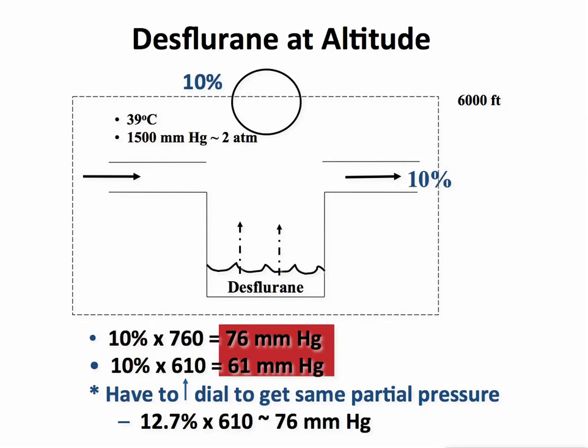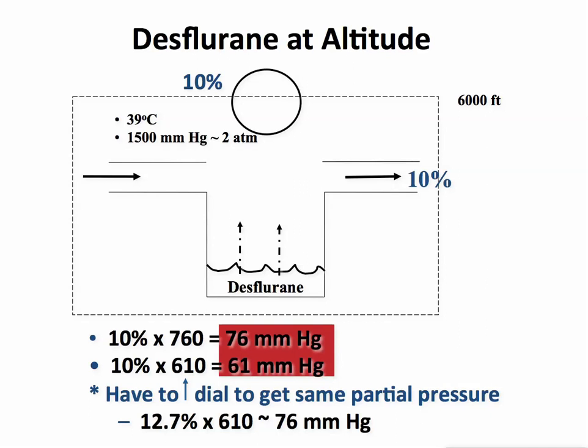In this graphic, which I've designed here, it's showing a 10% desflurane on the dial. Remember that it's in its own environment of 39 degrees and approximately 1,500 millimeters of mercury, or 2 atmospheres. If you set 10%, it delivers 10%, but in this case, 10% of what? Not 10% of 760, what is at sea level, which would be 76 millimeters of mercury, but 10% of 610, the pressure at 6,000 feet elevation, which is only 61 millimeters of mercury. So you'd have to actually turn up the dial from 10% to about 12.7% to deliver the same partial pressure.